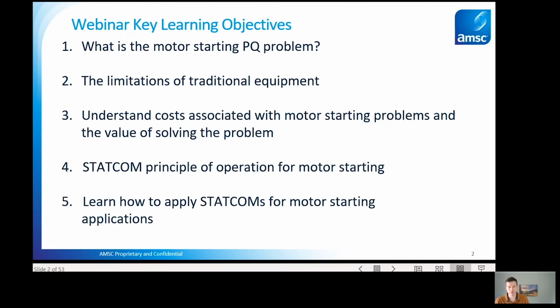So first of all, we're going to visit what is the motor starting power quality problem. We're going to discuss limitations of traditional equipment, automation equipment that has limited effectiveness for solving this problem. We're going to understand the costs associated with power quality related issues, which can be very, very expensive and very surprising. Then we're going to go into the StatCom principle of operation to specifically solving this problem. And then we'll go through some sizing guidelines and other application tips to give you some tools to be efficient in solving these problems.